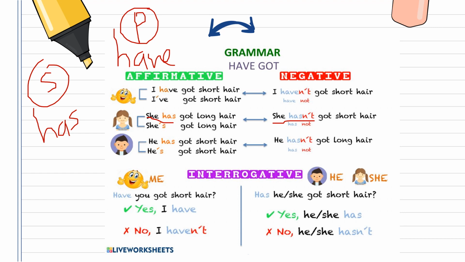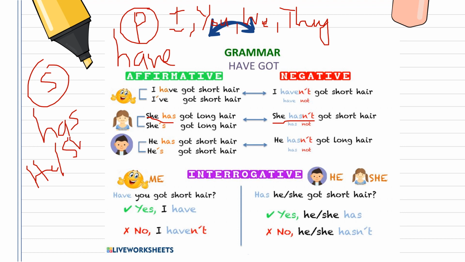Remember, for plural, we have I, you, we, and they. And for singular, ada tiga tu je lah. We have he, she, and it. The key yang you have to remember, this one, has and have.